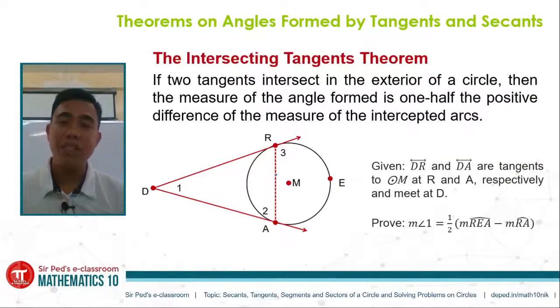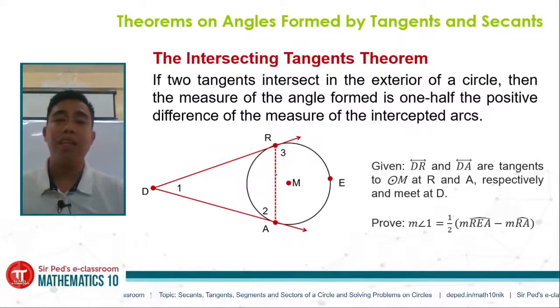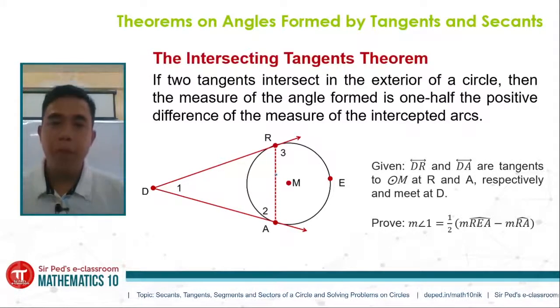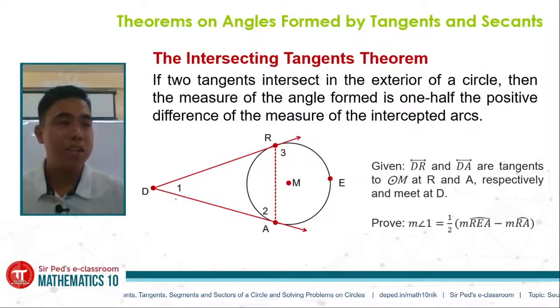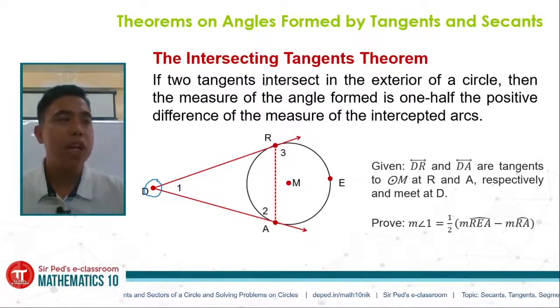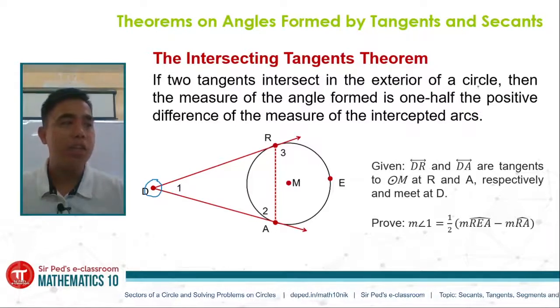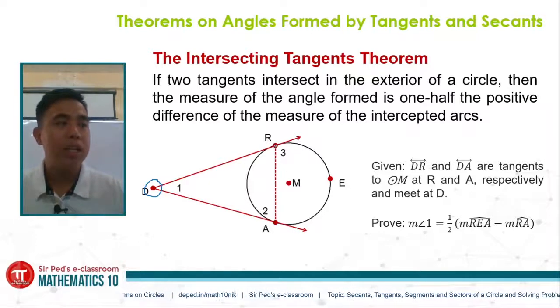Now, let's proceed to our next theorem, the intersecting tangents theorem. We have two tangents intersecting at the exterior of the circle at point D. It says here that if two tangents intersect in the exterior of a circle, then the measure of the angle formed is 1/2 the positive difference of the measures of the intercepted arcs. What are the intercepted arcs that we're referring to here?